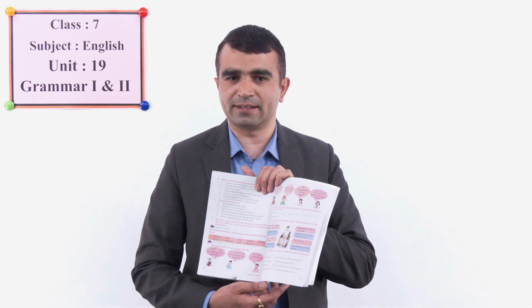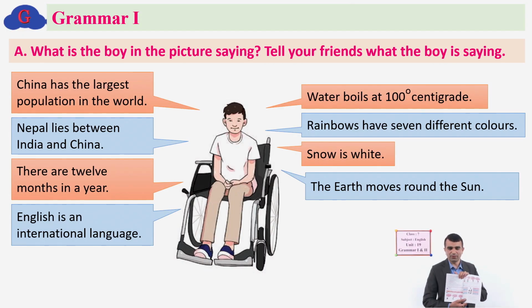What can you see there? Well, there is a picture of a boy, and then there are some statements the boy has said. Can you see? Good. Now here, task A, what is given? What is the boy in the picture saying? Tell your friends what the boy is saying. Can you say these things? What is he saying?